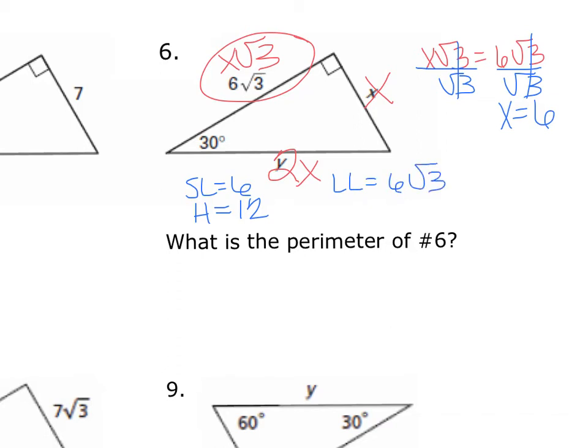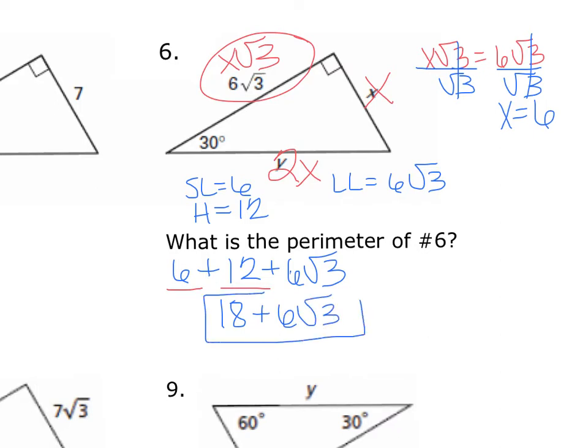Now, what is the perimeter of number 6? Remember, perimeter is when you add up all the sides all the way around. So we have short leg, hypotenuse, long leg. So when you are combining like terms or simplifying these radicals, you only combine what is alike. So what is alike in this case are the whole numbers, because 6 square roots of 3 is not a whole number. Remember, that's why they're writing it like that, because they want to keep it all nice and pretty. So 6 square roots of 3. So you're only combining those. That's 18. You can't combine this with anything else. So that is your answer.